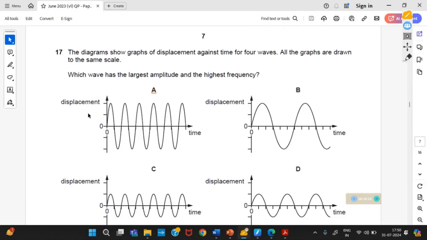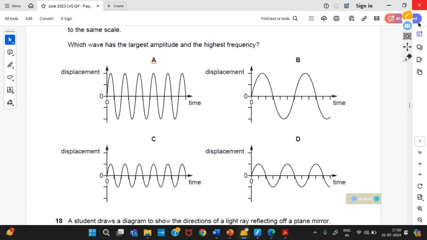The diagram shows graphs of displacement against time for 4 waves. All the graphs are drawn to the same scale. Which wave has the largest amplitude and the highest frequency? So you can see here, if you understand the graph or how to plot a wave, this is the largest amplitude on the scale. This reading is lower for all other graphs. The peak value on the y-axis is the amplitude, and this is largest for A.